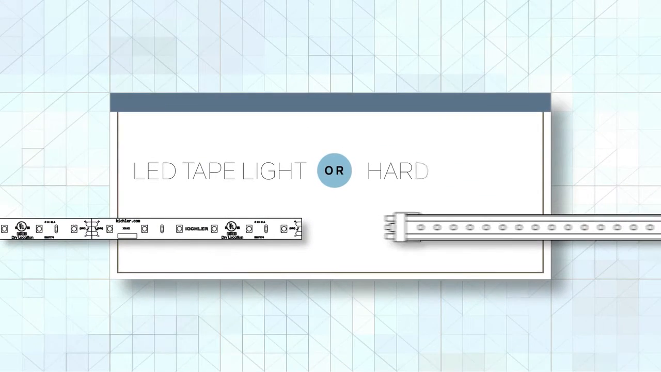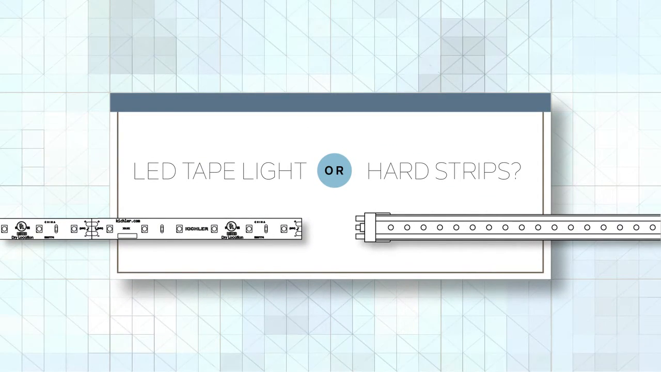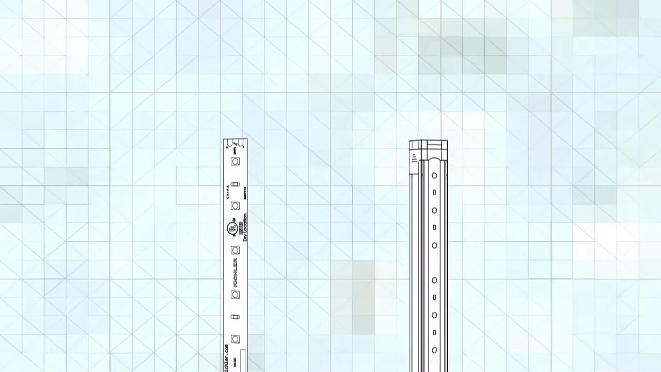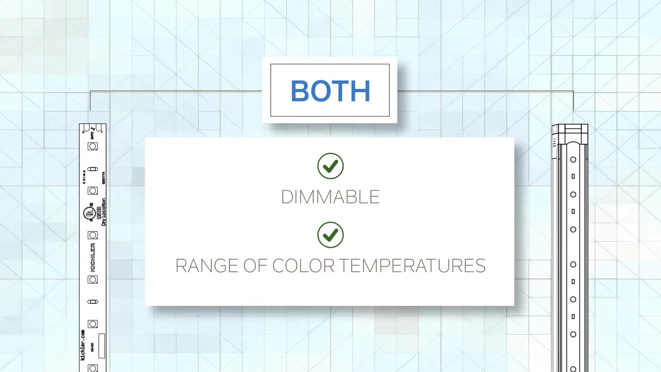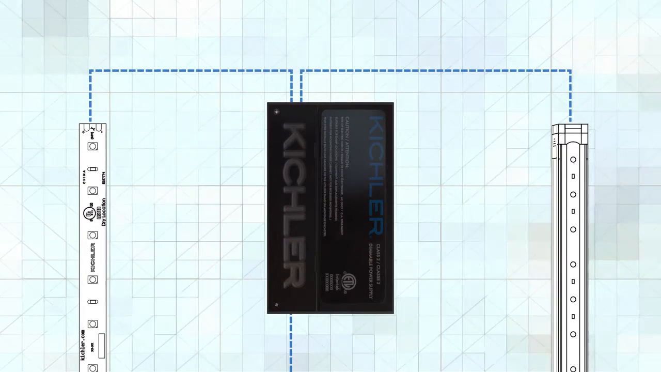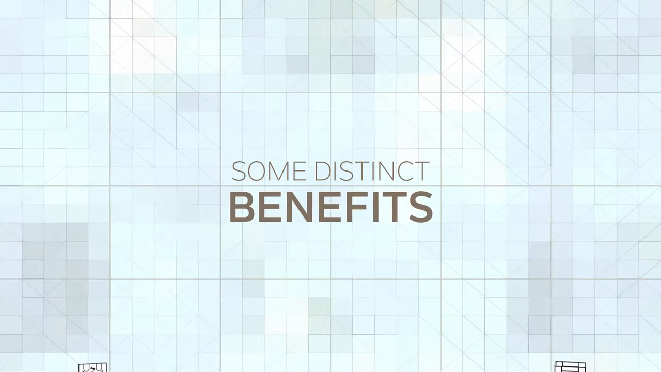LED tape light, or hard strips. Which should you choose? In many ways, they're a lot alike. Both can be dimmable, and both offer a range of color temperatures. They run on the same power supply, so you can feature them together in one area. They also have some distinct benefits.